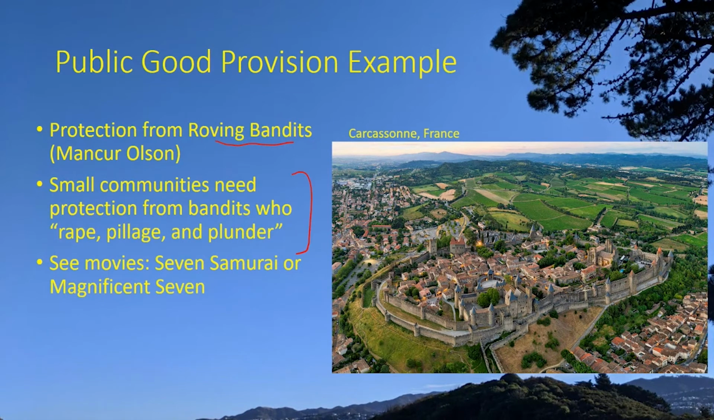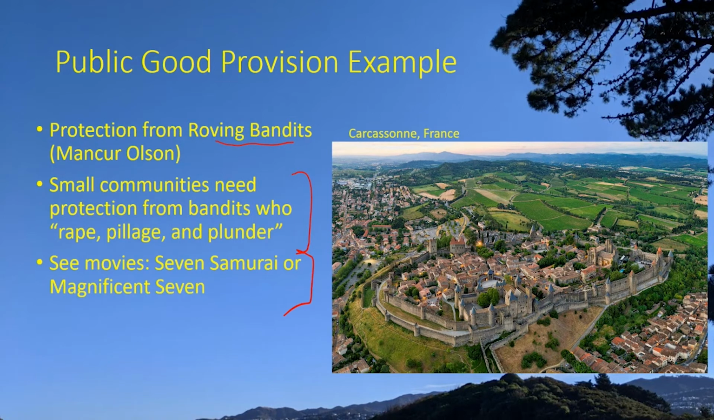All right, now small communities need protection from the bandits who are likely to rape, pillage, and plunder, a common phrase used in describing this, and that's where the wall comes in. And I've got an example here from France. This is Carcassonne, France, where a wall has been built not around farms, but around a merchant community in ancient times. And why build walls except to protect yourself from the threat of invasion outside?